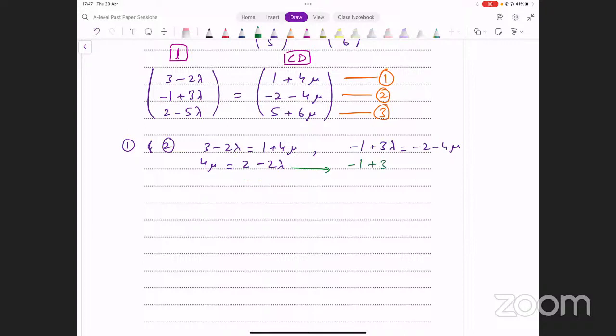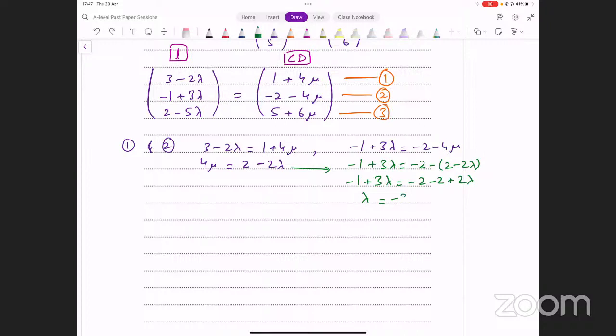We have -1 plus 3 lambda equals -2 minus 4 mu. 4 mu की जगह पे हम डाल देते हैं 2 minus 2 lambda. Let's solve this equation now. This gives us -1 plus 3 lambda equals -2 minus 2 plus 2 lambda. And now we get lambda equal to -2 minus 2, which is -4 plus 1. Lambda turns out to be equal to -3 from this. This is the value of lambda that I'm getting.